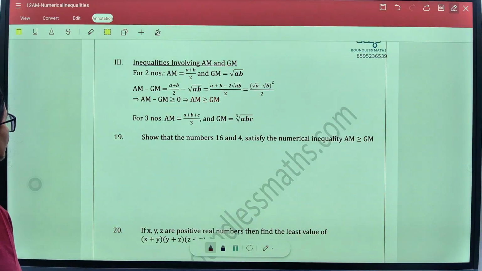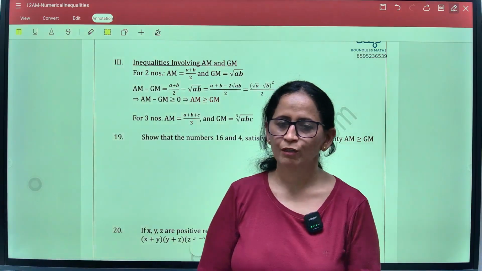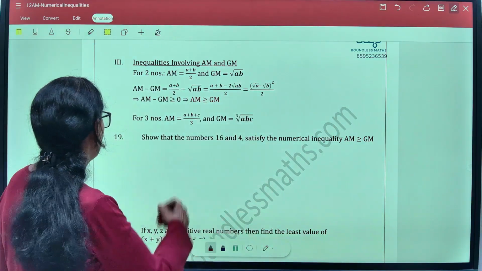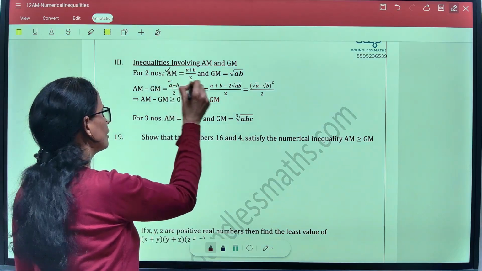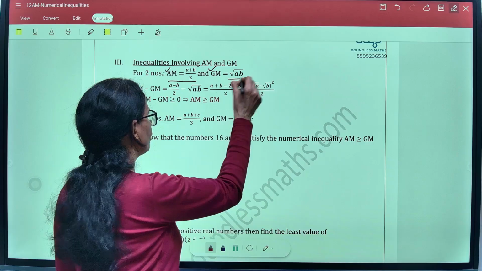Next, now let's look at inequalities involving arithmetic mean and geometric mean. Now we have done arithmetic mean, geometric mean in grade 11 also. So what is the relation? AM is the average of the two numbers. That means A plus B by 2, and geometric mean is the square root of AB.